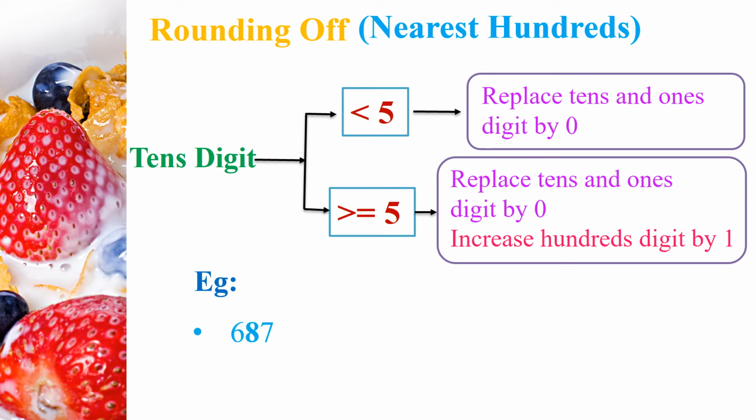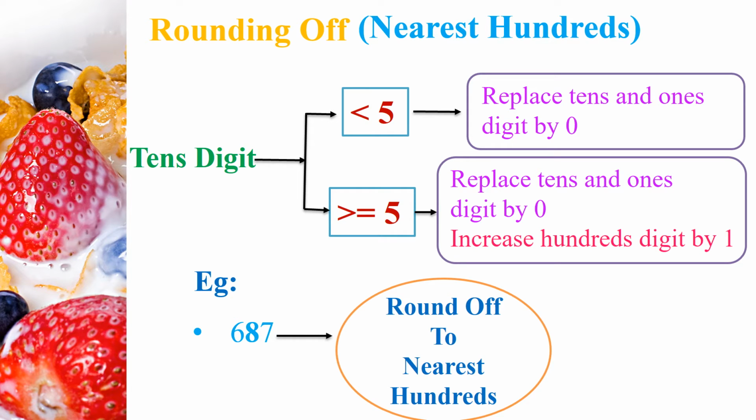For example, take 687. Now take tens digit when you are going to round off to nearest 100. Now compare with 5. 8 is greater than 5. So replace tens and ones digit by 0 and increase hundreds digit by 1. So we will get 700.